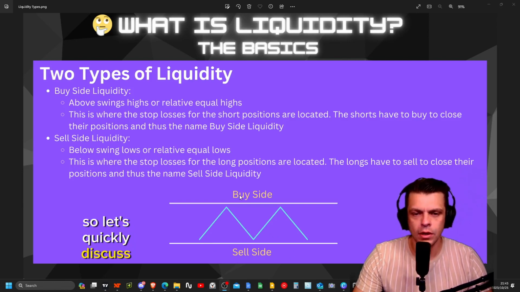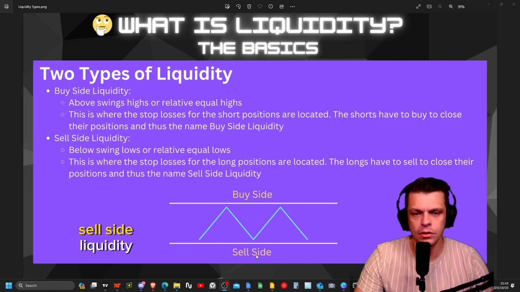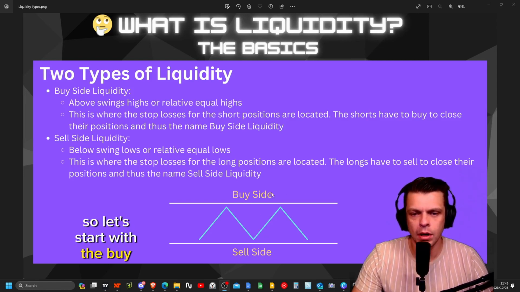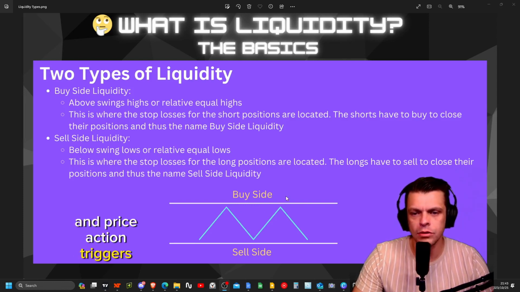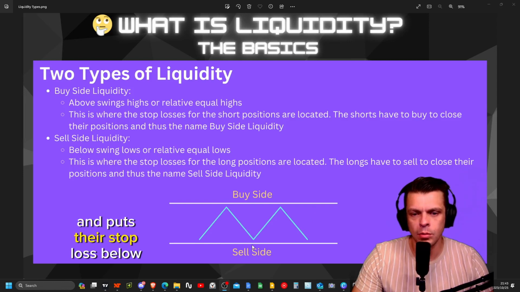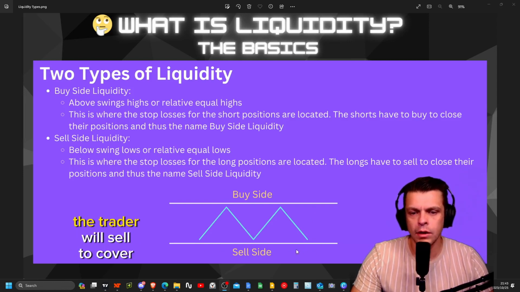So let's quickly discuss why they call it buy side and sell side liquidity. Let's start with the buy side. If a trader goes short and he puts his stop loss above these highs and price action triggers that stop loss, that trader needs to buy to cover that short position. And then on the sell side, if a trader goes long and puts his stop loss below these lows, and that stop loss gets triggered, the trader will sell to cover his position. So that's why it's called sell side and buy side.